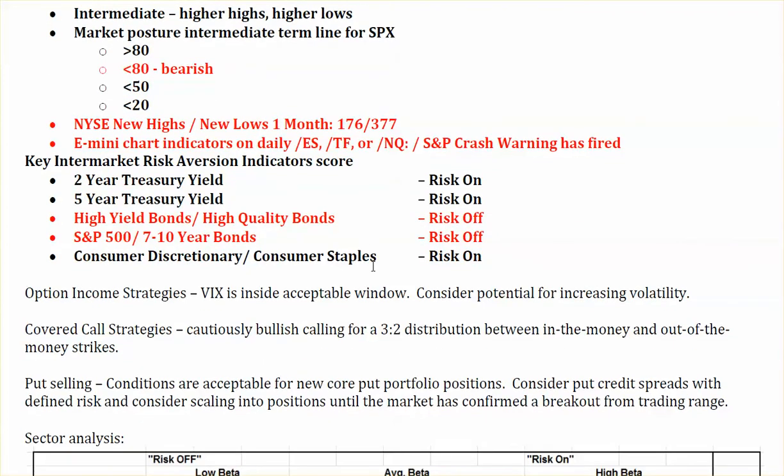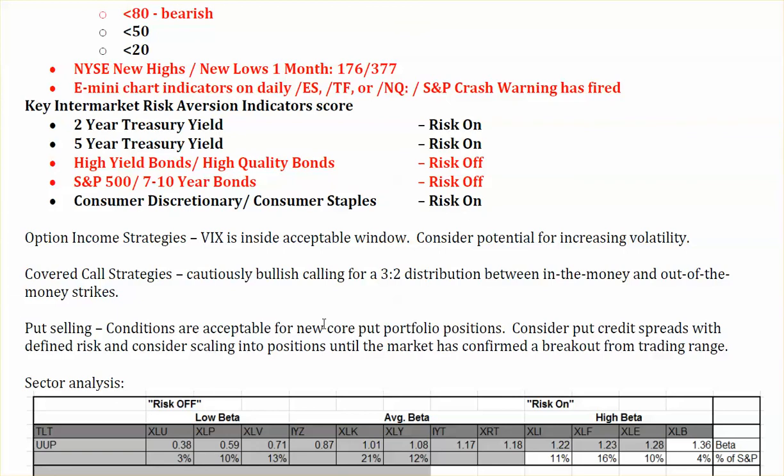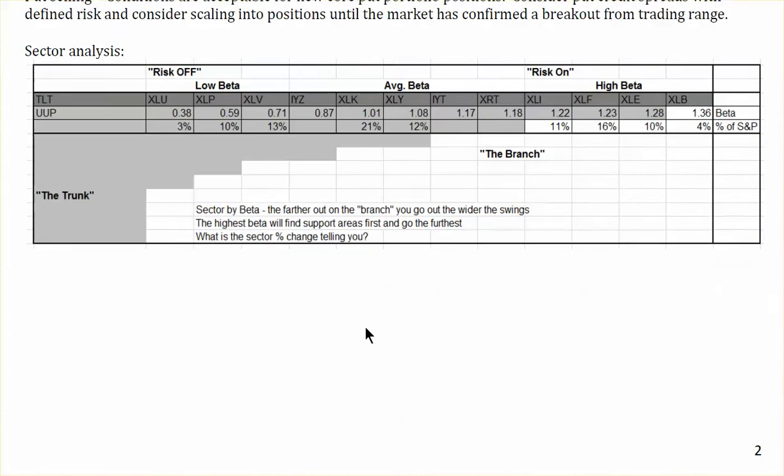In terms of our special opinions, no changes there. Option income strategies, VIX is still inside the acceptable window. Just keep in mind the potential for increased volatility. Cover call still overall cautiously bullish with a 3-to-2 distribution between in the money and out of the money strikes. And put selling conditions are acceptable, but define that risk and consider scaling in. And certainly I've had a much smaller position in this strategy than is true in normal markets.